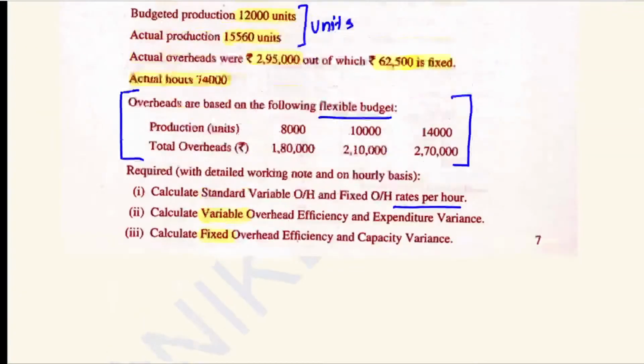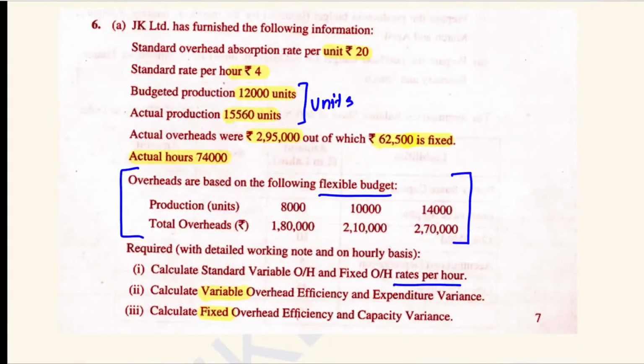Now let us go back and see the question again. In the question, they have given standard overhead absorption rate is 20. Since this is a question which involves both variable and fixed overhead, this standard absorption rate includes both components. That is hidden. Unless you know the basics and why this table is given, if you don't analyze, you will miss it. Then standard rate per hour is also 4. This also includes both variable and fixed components.